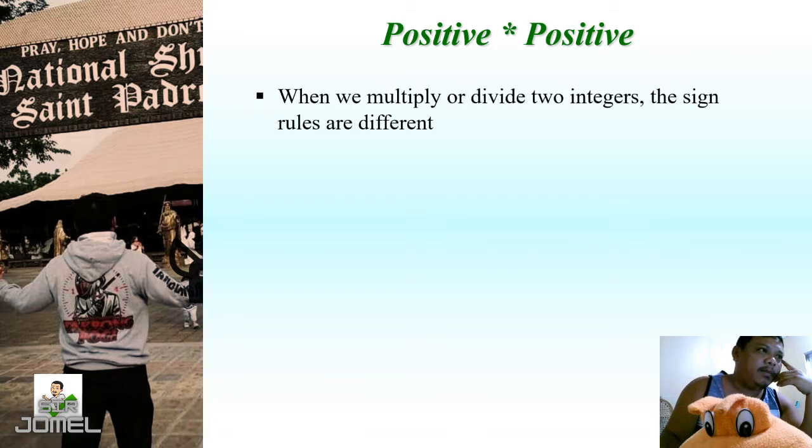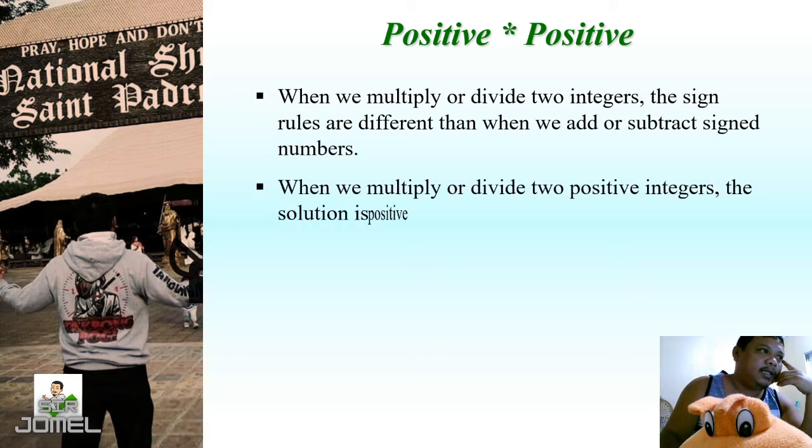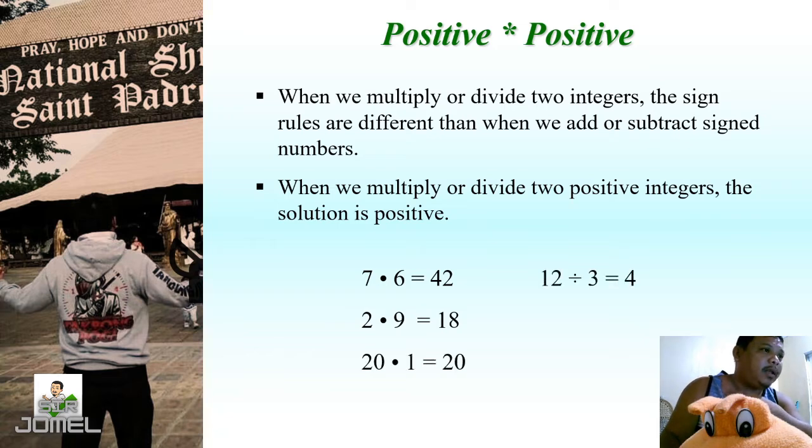When we multiply or divide two integers, the sign rules are different than when we add or subtract numbers. Because of that, when we multiply or divide two positive integers, the solution is positive. So for example, we have 7 and 6, if we multiply that, the answer is 42. And then 2 and 9, if we multiply 2 and 9, we have 18.